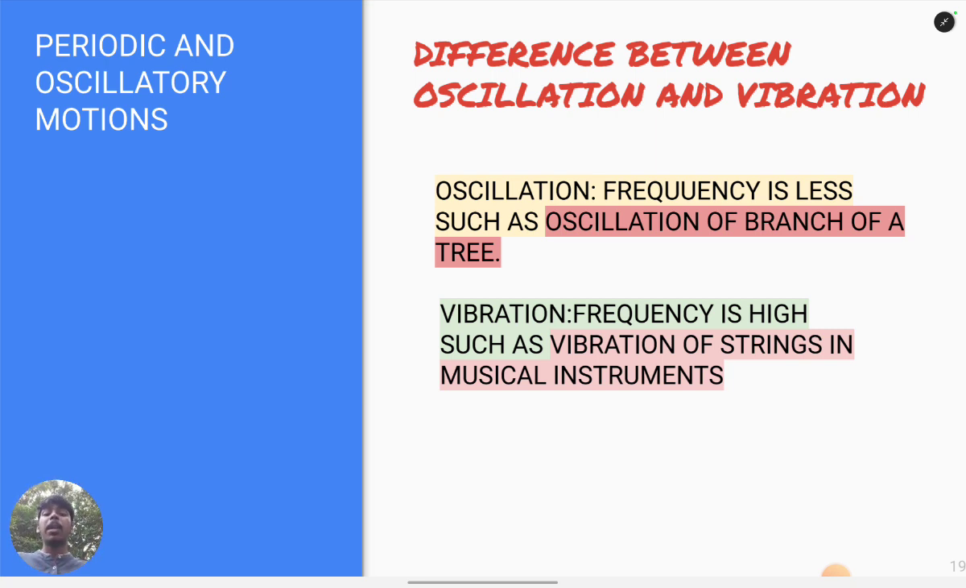For example, the strings of musical instruments. I already told you, guitar, sitar and violin are examples of musical instruments in which strings produce waves. It produces some motion, periodic motion.